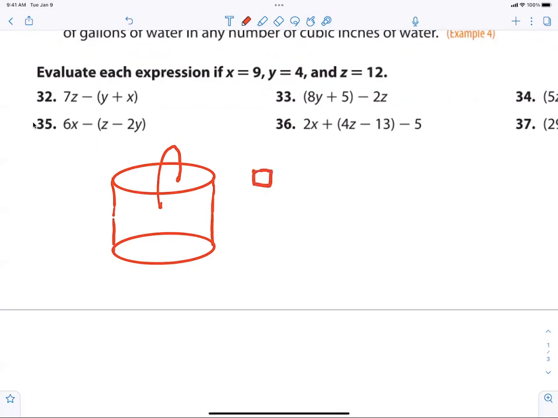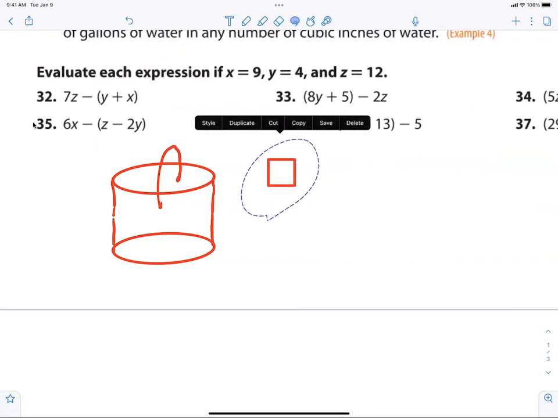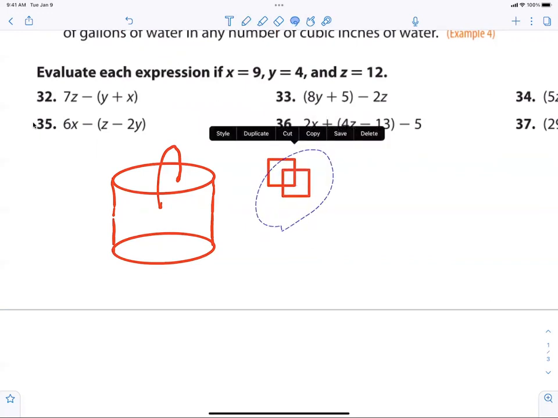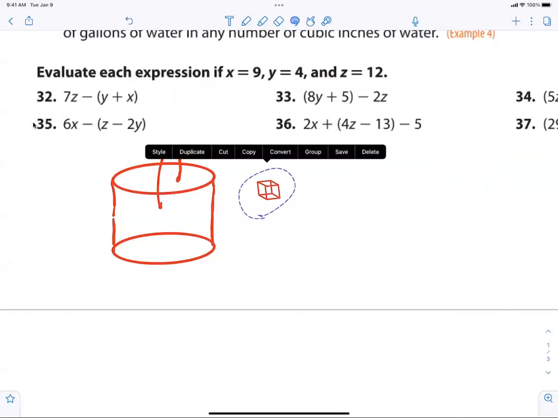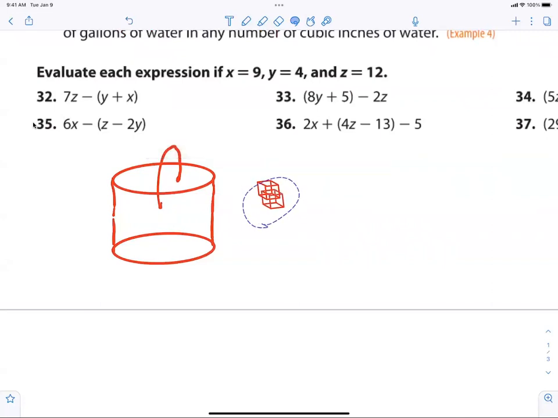Sorry. I'm going to do this now. All right. Hold on one second. What do you think I'm trying to draw now? I'm drawing a cubic inch. Now what I'm going to do is this for you. How many of these fit in here? That's exactly right. So watch this.